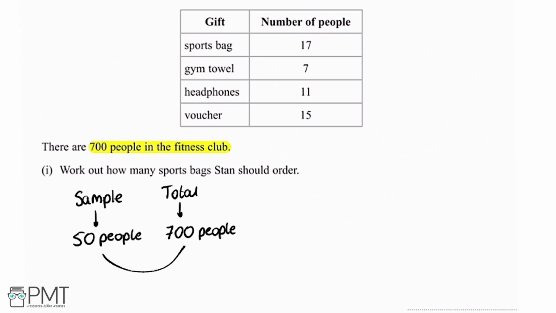So to get from 50 to 700, if we do 700 divided by 50, that's going to equal 14. Therefore, over here, we're multiplying by 14. To get from 50 people to 700, you multiply by 14. So we're going to use that number we've just worked out, and we're going to do the same for the sports bags. So within the sample, there were 17 people wanting sports bags.